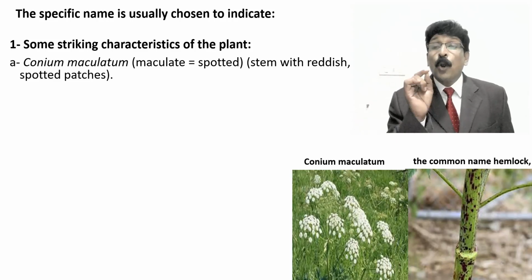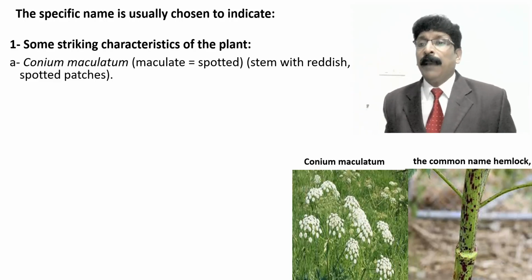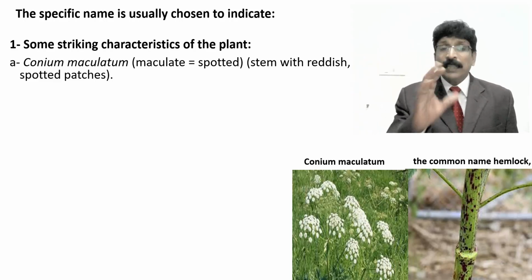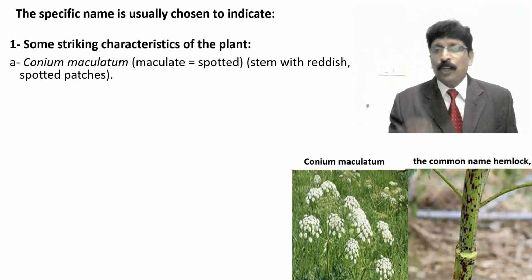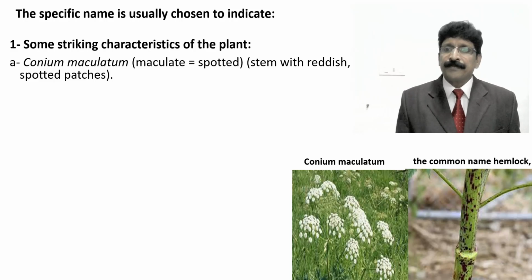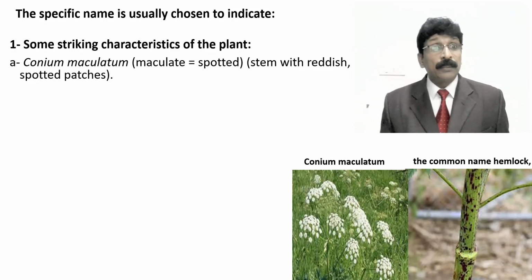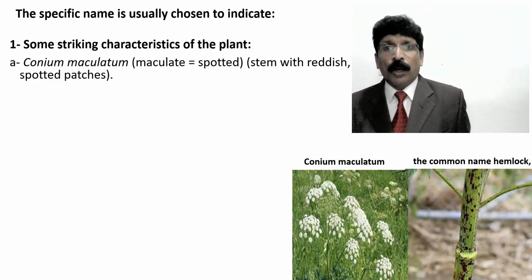This is Conium maculatum. The common name is hemlock. It is a poisonous plant actually. It is used for many other purposes also in small doses. For external purposes, it can be used. It's a poisonous plant, Conium maculatum. It is called hemlock, a European plant.